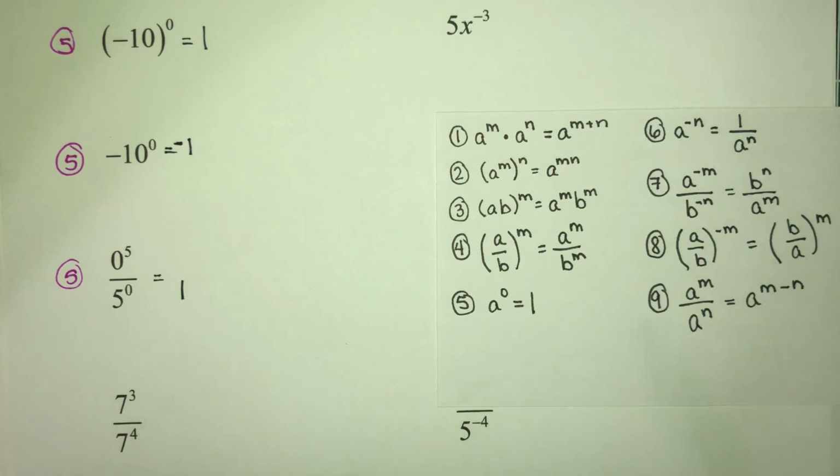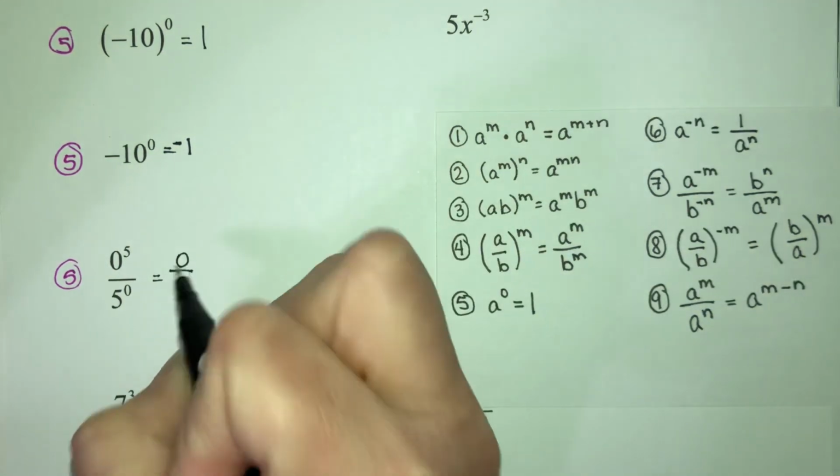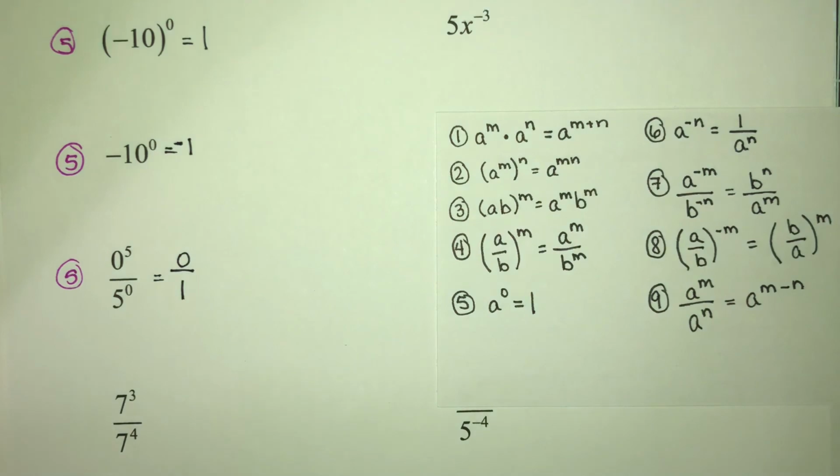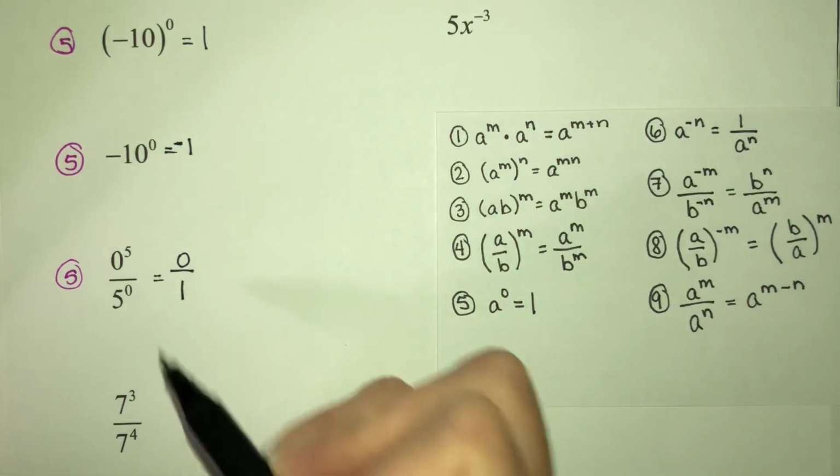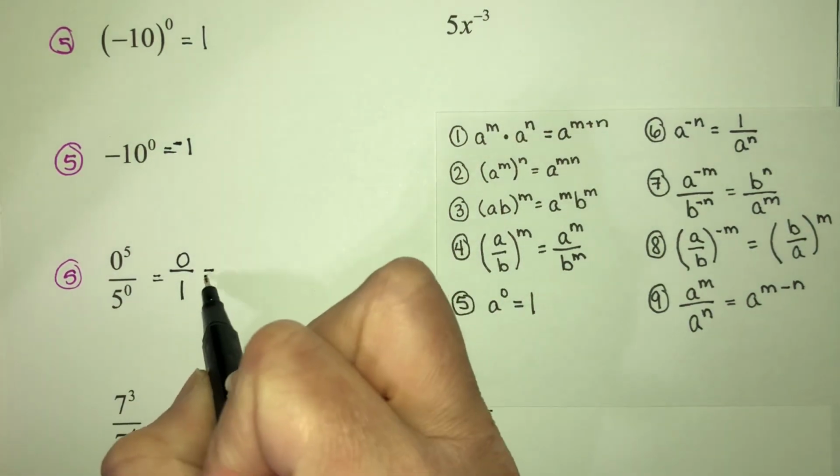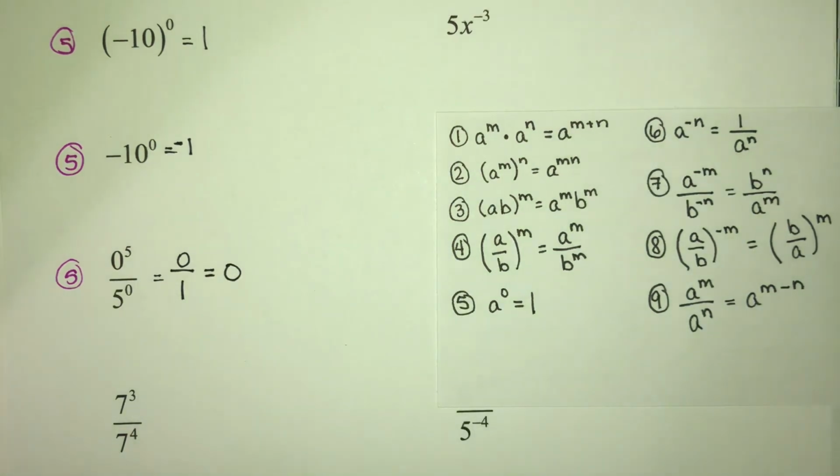Well, that's 0 times 0 times 0 times 0 times 0, 0 times itself 5 times. Well, 0 times itself, however many times, is going to be 0. So I have 0 divided by 1. And you're allowed to have a 0 in the top. 0 divided by 1 is 0. Again, if you get mixed up about whether you're allowed to have the 0 on the top or in the bottom, use your calculator. It will tell you if there is an error.